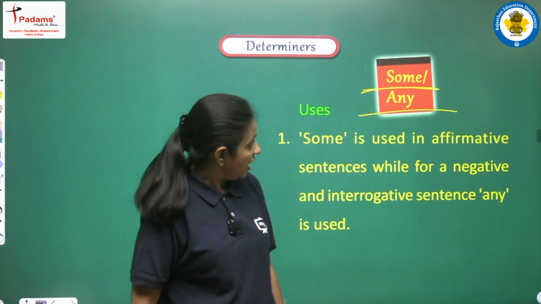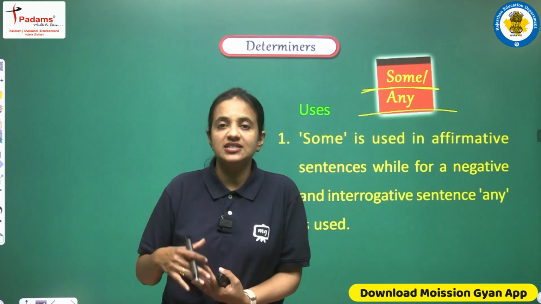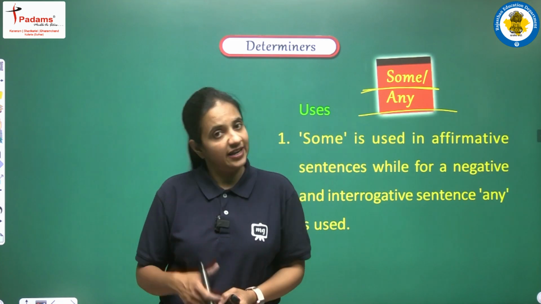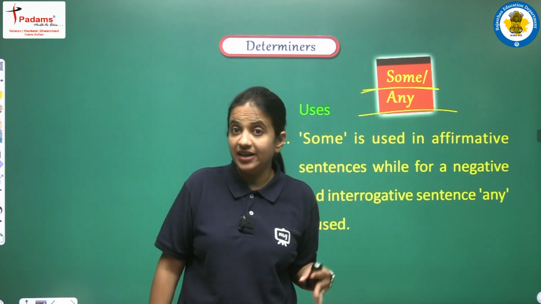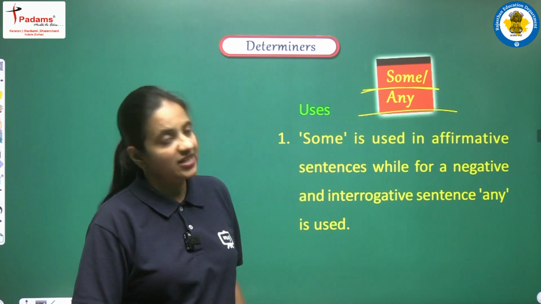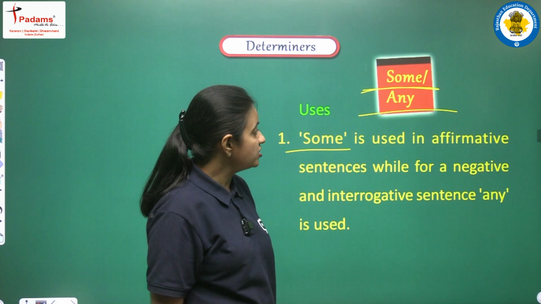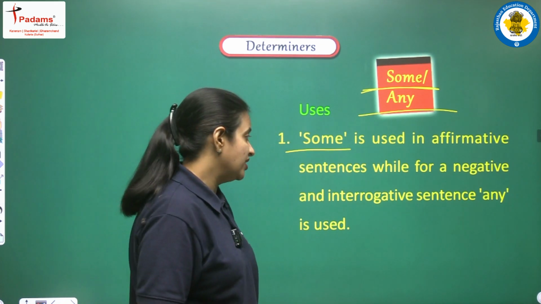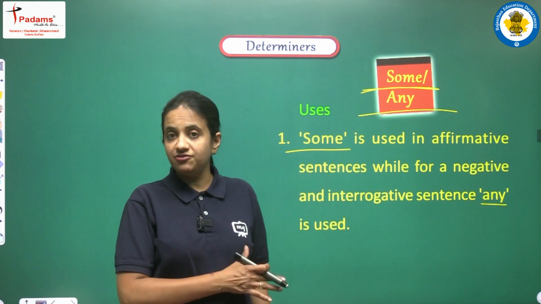First of all let's try to understand the meaning. We all know that some means kuch, right? We can say a little quantity. Similarly any also means kuch, and again we can say some quantity. So they have almost the same meaning, but what is the difference, because they are used differently. So let's see the first use here. Some is used in affirmative sentences, while in negative and interrogative sentences any is used. So we have our first difference here.